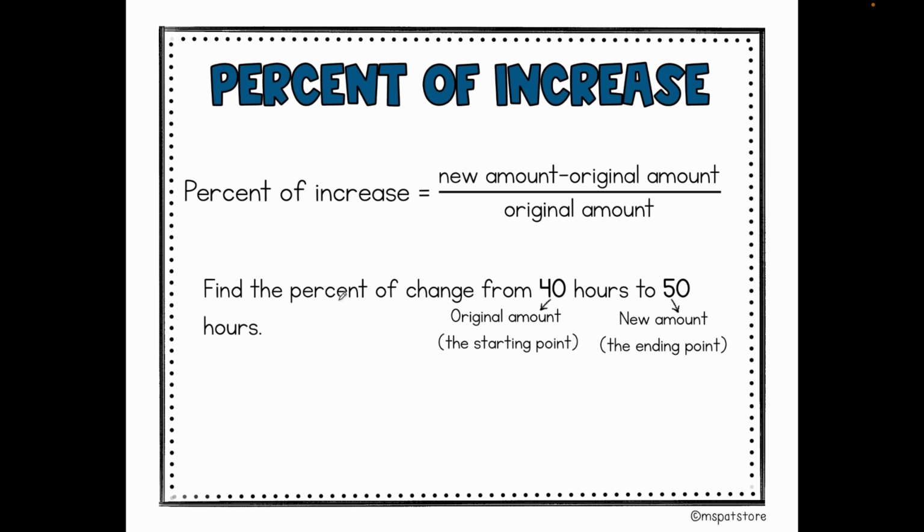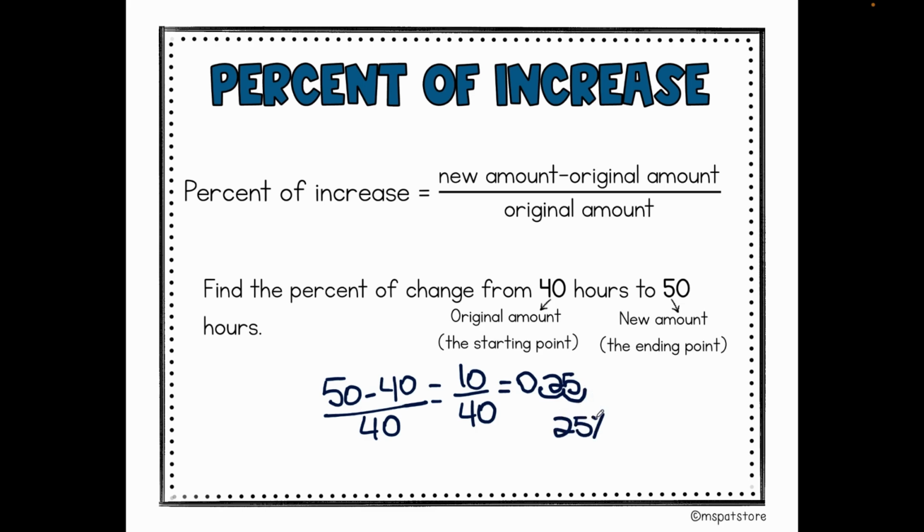All right, so my percent of increase formula is basically telling me to subtract my new amount, which is 50, minus my original amount, which was 40, and then I need to divide it by my original amount, which is 40, all right? As you know, 50 minus 40 is 10. And then you need to divide 10 divided by 40, which is 0.25. But as you know, we need a percent. So you need to shift the decimal point 2 spaces to the right. And that became 25% of increase.